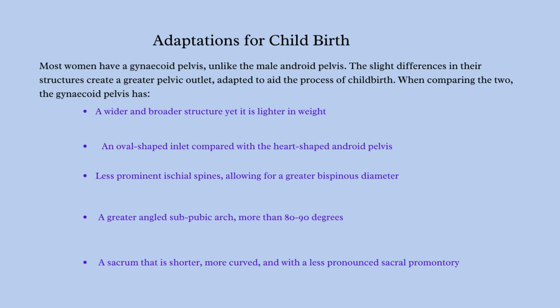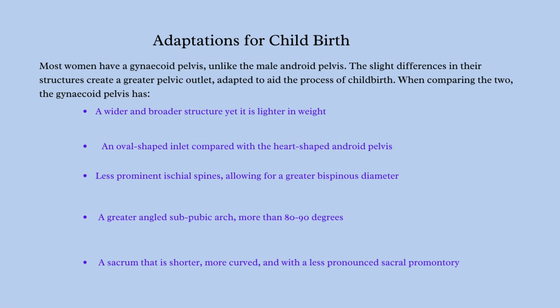The pelvis has various adaptations for childbirth. Most women have a gynoid pelvis, unlike the male android pelvis. The slight difference in their structures creates a greater pelvic outlet adapted to aid the process of childbirth. When comparing the two, the gynoid pelvis has a wider and broader structure, yet it is lighter in weight.